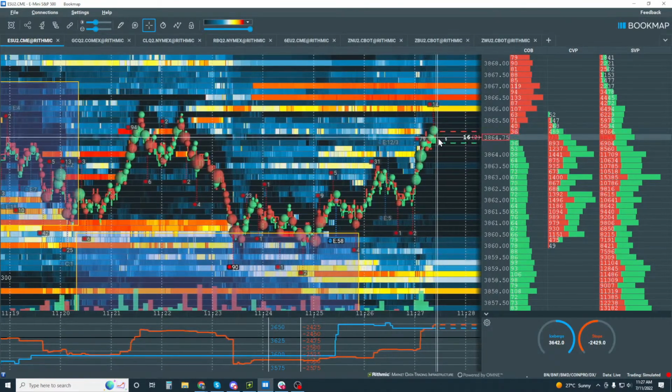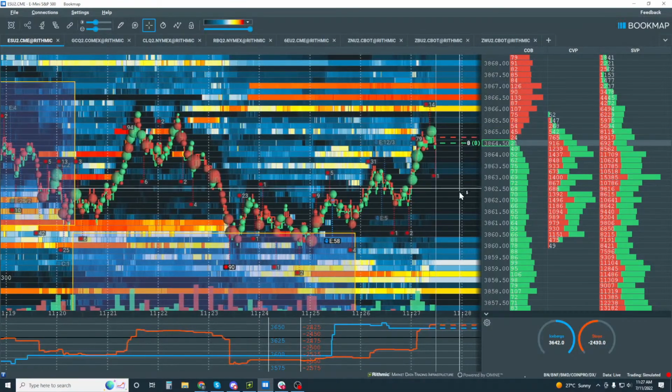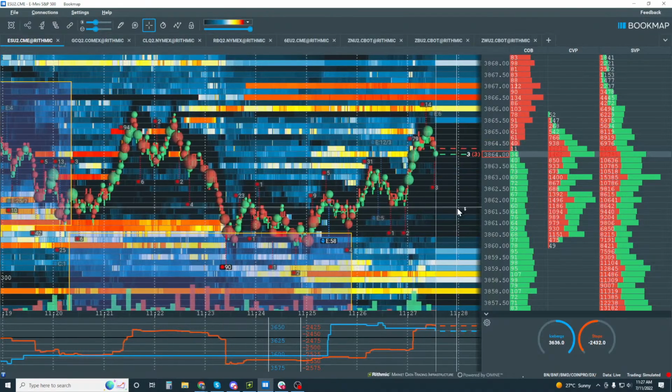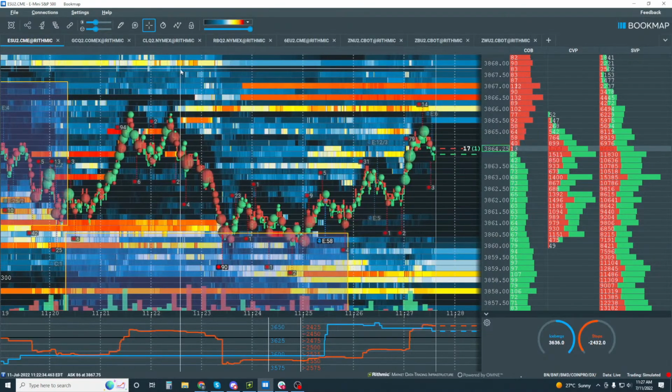Okay, buyers come back in, still really dark underneath here. Sellers can bring it right back down to 63 very easily, maybe even further. 61 and a half, 62, 61 and a half.